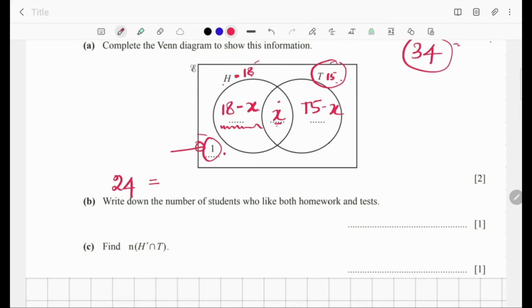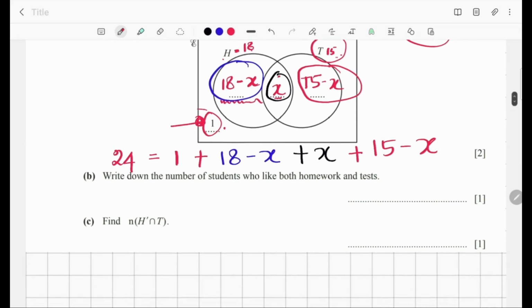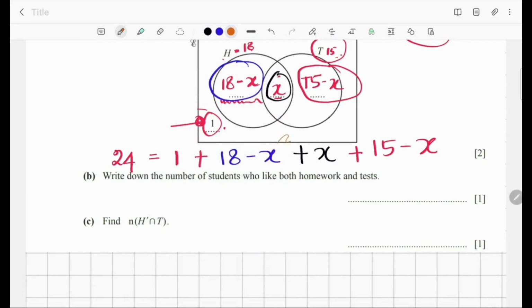Okay, so first this 1 plus, now this. Okay, 18 minus x, and now this plus x, and again this one plus 15 minus x. Now it's just a matter of solving the equation. Okay, we'll say this x and this x gets cut off, and you have 24.